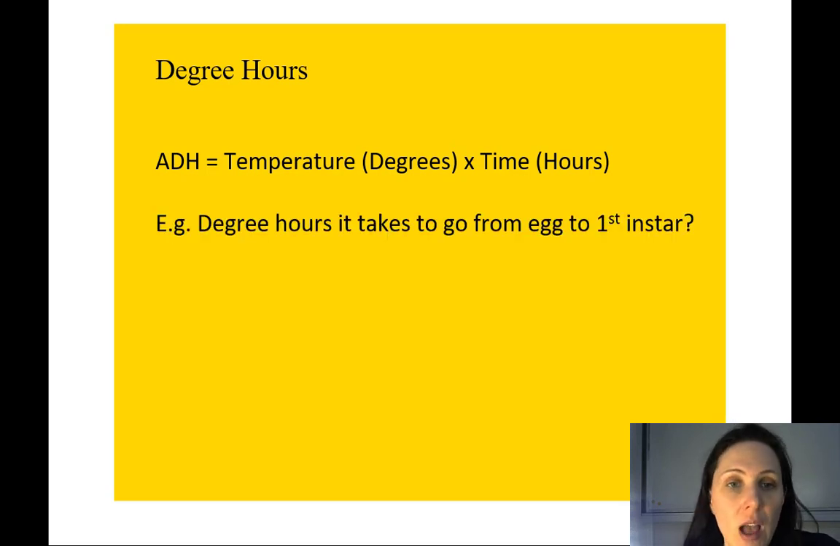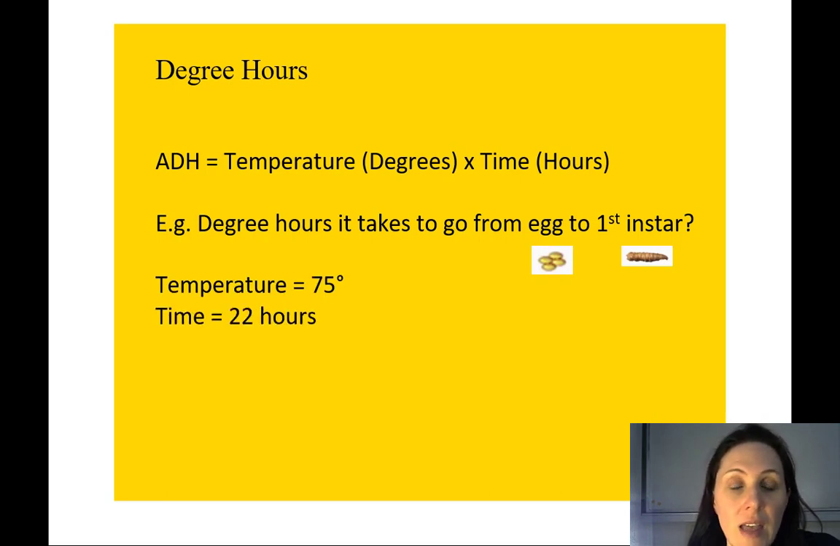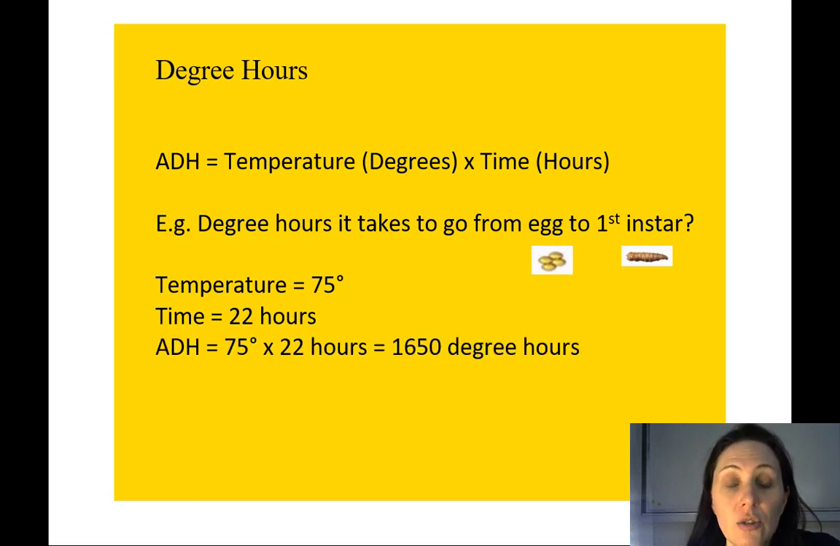So for example, how long would it take, or I'm sorry, not how long, how many degree hours does it take to go from an egg to a first instar? Well, let's say we know that the temperature is 75 degrees, and that it took 22 hours for the fly to go from its egg to its first instar stage. How many degree hours did this insect receive? You should have gotten 1,650 degree hours. 75 degrees times 22 hours would have given it 1,650 degree hours of thermal energy.